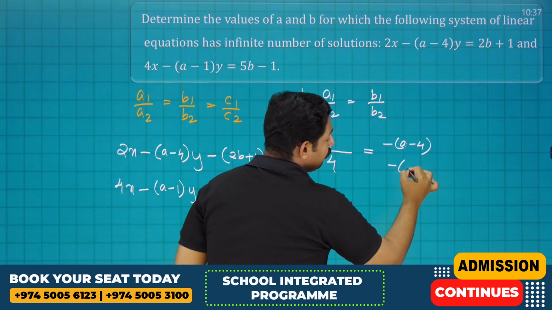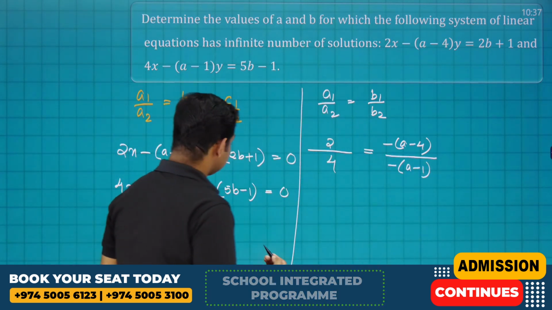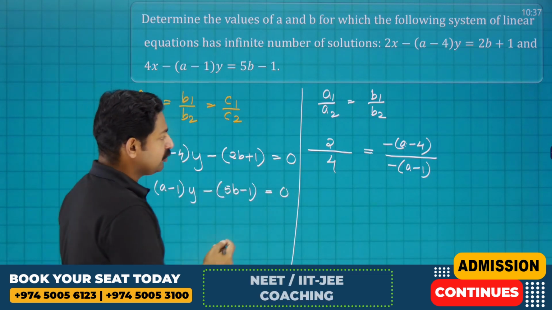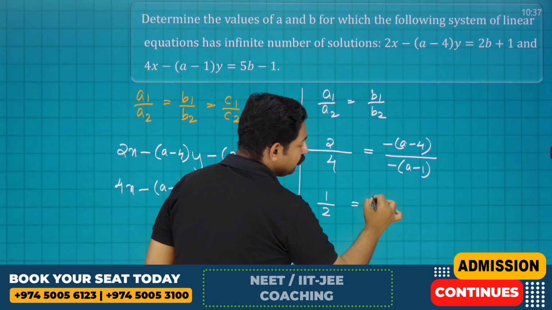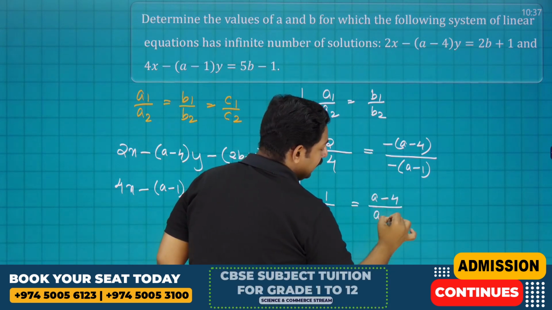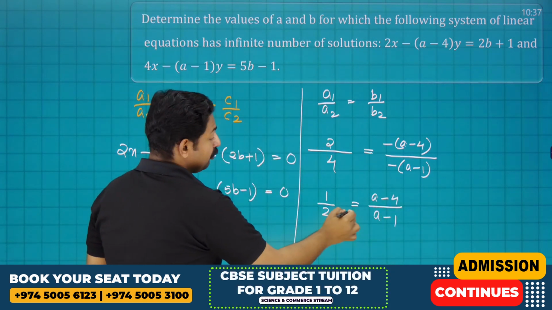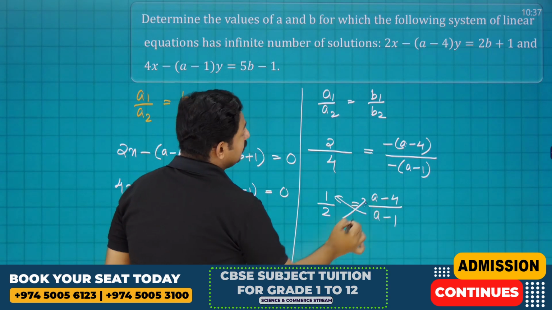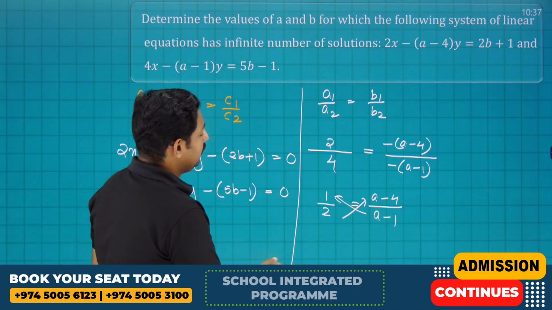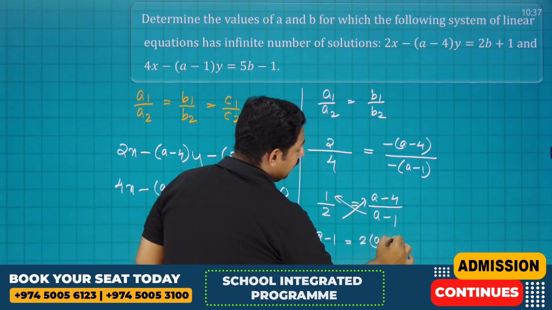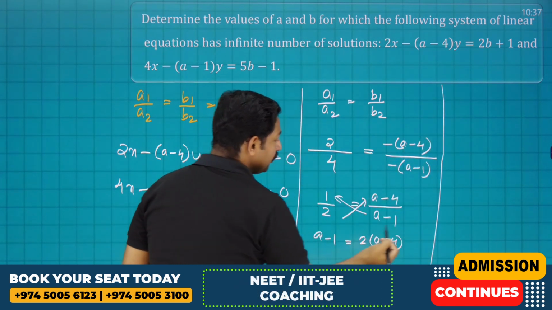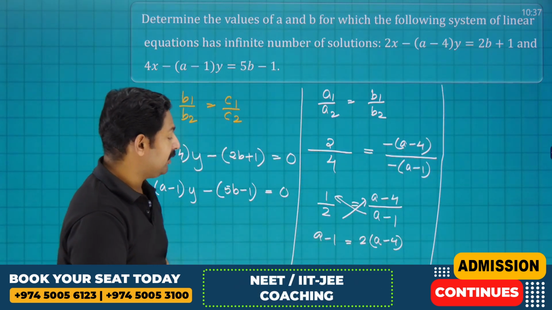It is minus of A minus 1. Okay, so here minus and minus got cancelled, and also this 2 by 4 becomes 1 by 2 when you cancel, so 1 by 2 is equal to A minus 4 by A minus 1. Okay, so now what we can do? We can just cross multiply. So if you cross multiply, you will be getting A minus 1 is equal to 2 into A minus 4.